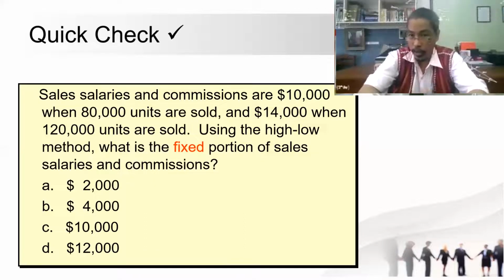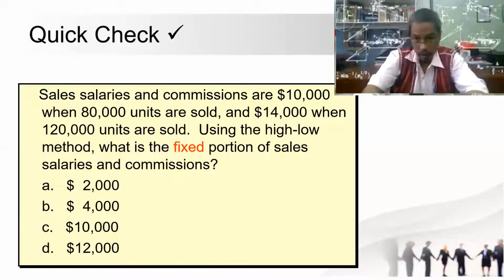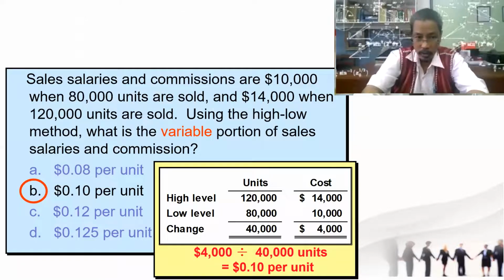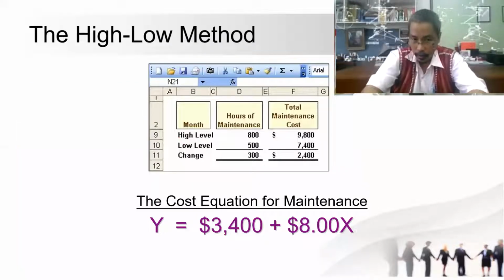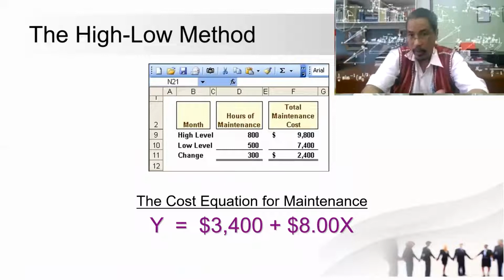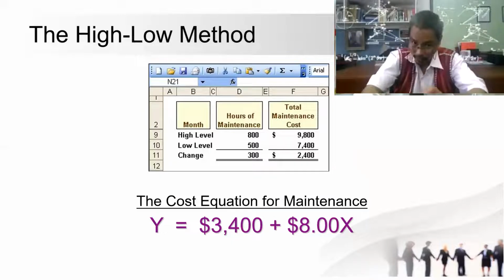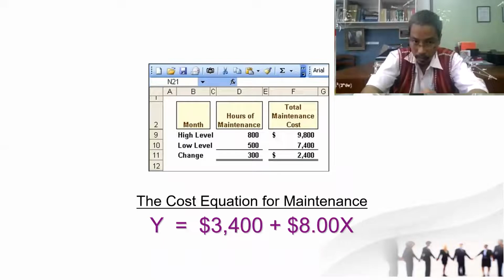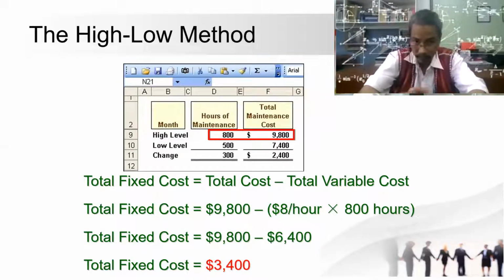We are looking at the fixed portion. You can rewatch our discussion here. The fixed portion is the 3,400 here. We have another problem. How much is that? That is the fixed portion, 3,400. So how do you solve the 3,400? Very simple. You can gather this data like this.